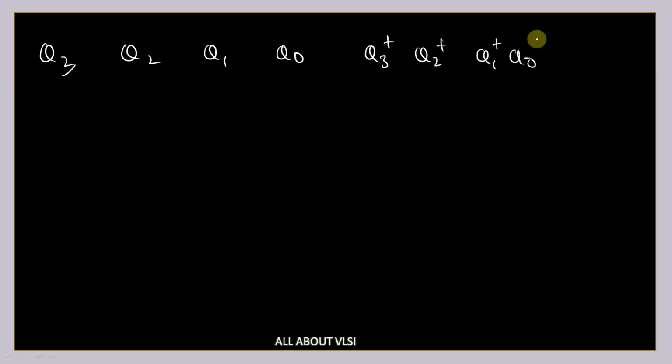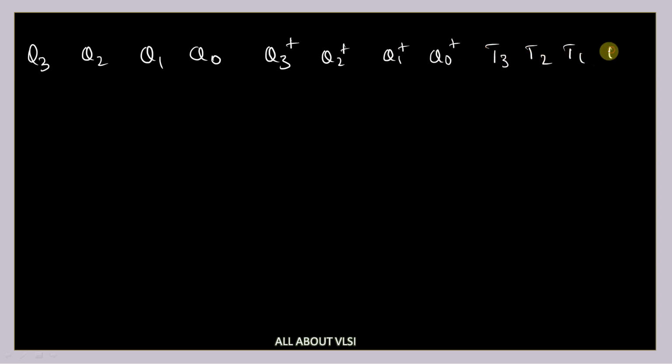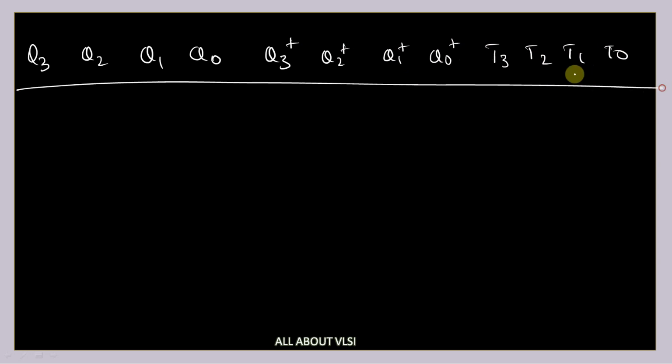This is my Q3, Q2, Q1, and Q0, and this is Q3 plus, Q2 plus, Q1 plus, and Q0 plus. And I'm going to use a T flip-flop again: T3, T2, T1, T0. If you want, you can use any flip-flop. I'm using the T flip-flop.